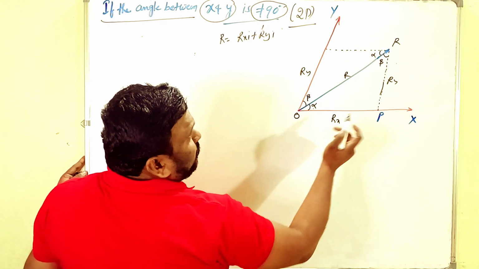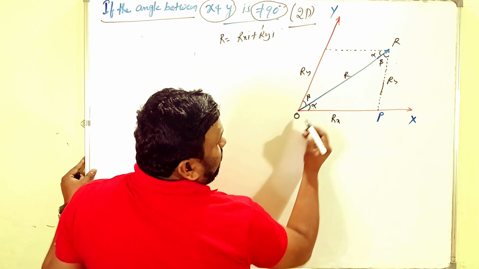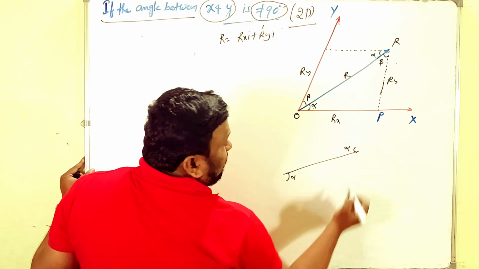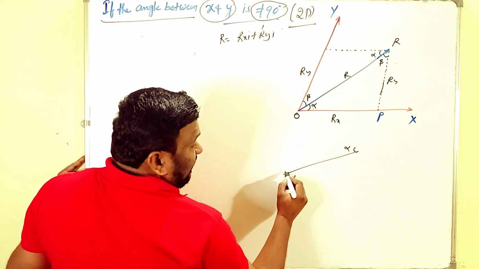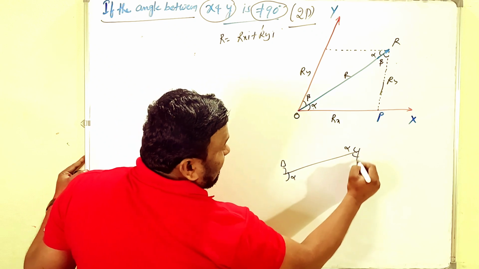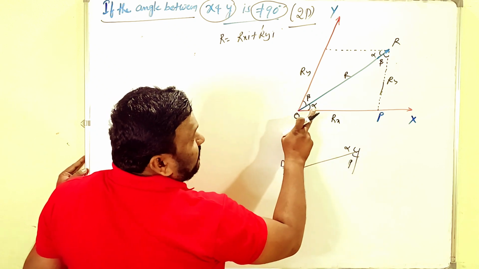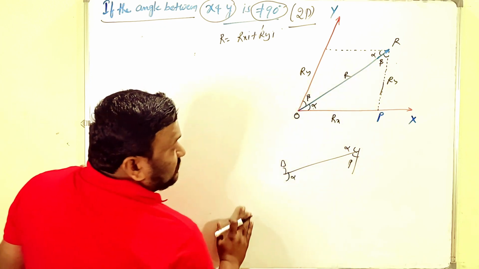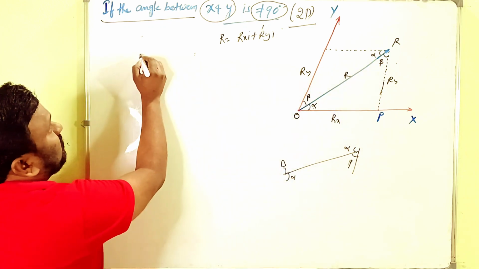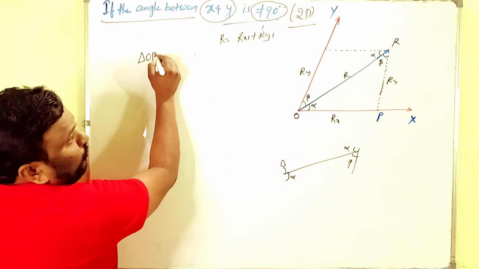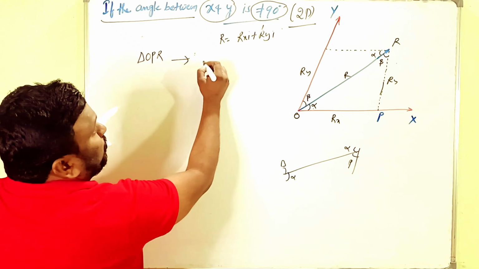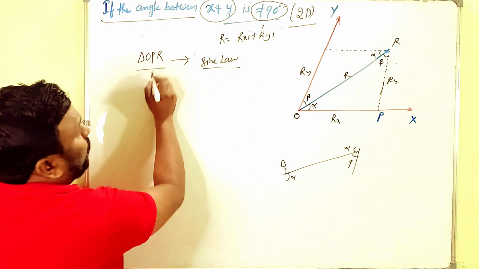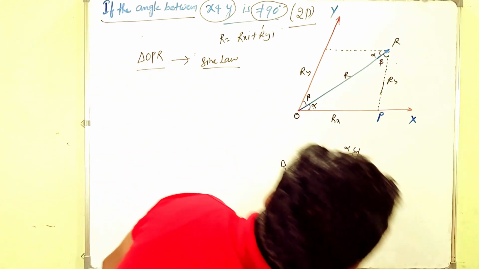Clear? So here this is the angle alpha, should be like this. This is the angle alpha and this also here alpha. And if you take this, here the angle is beta. So that's why here we are showing alpha, alpha and beta, beta. So in that triangle, we can take OPR. So we can apply the sine law for the triangle OPR. Then what can we write?